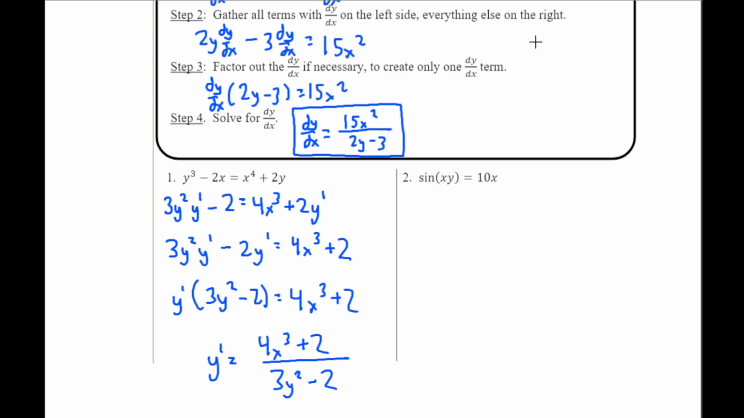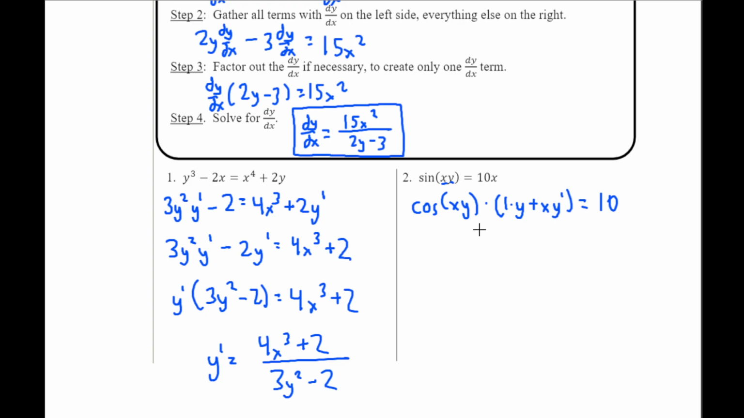This next one here is trickier because you have to use the chain rule and then the product rule. The outer function's a sine, right? So cosine of xy as normal, but then you have to multiply by the derivative of the inside. And that's when you use the product rule. So you take the derivative of x, which is 1, leave the y, 1 times y plus, leave the x, find the derivative of y, which is y prime, equals the derivative of 10x, which is 10.